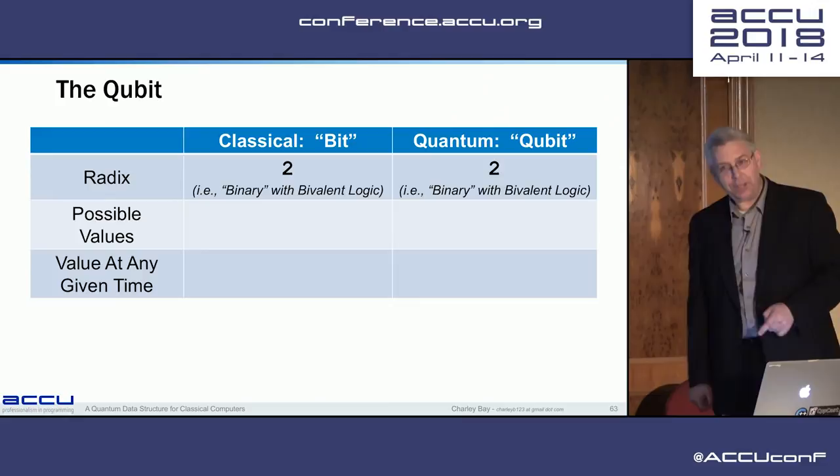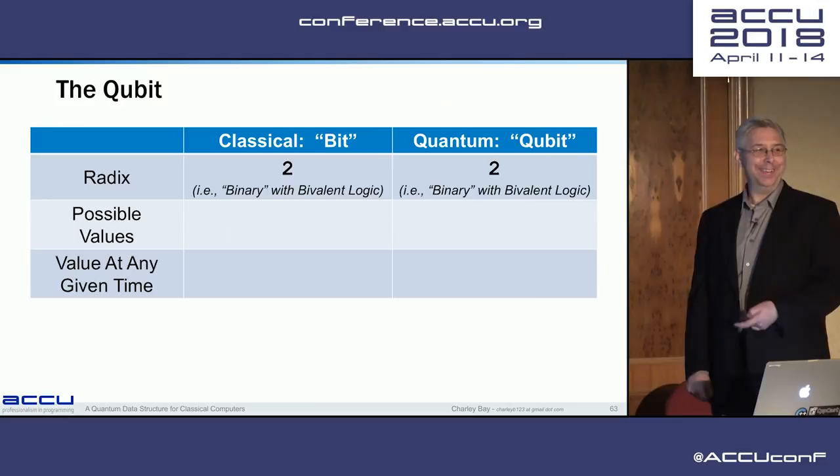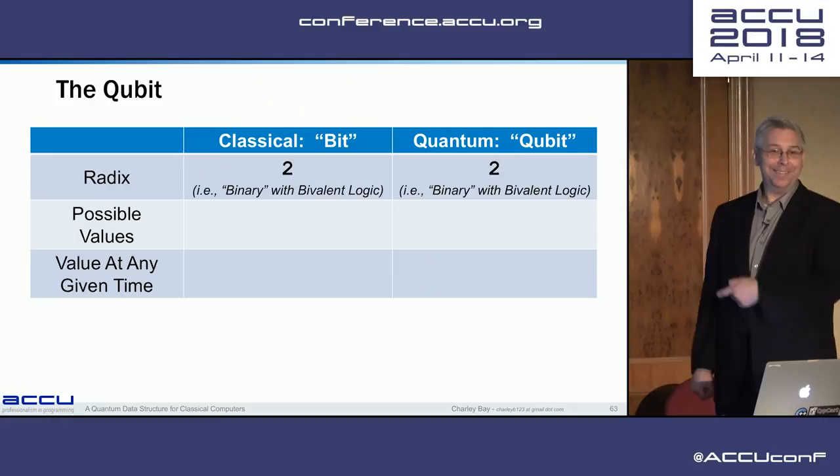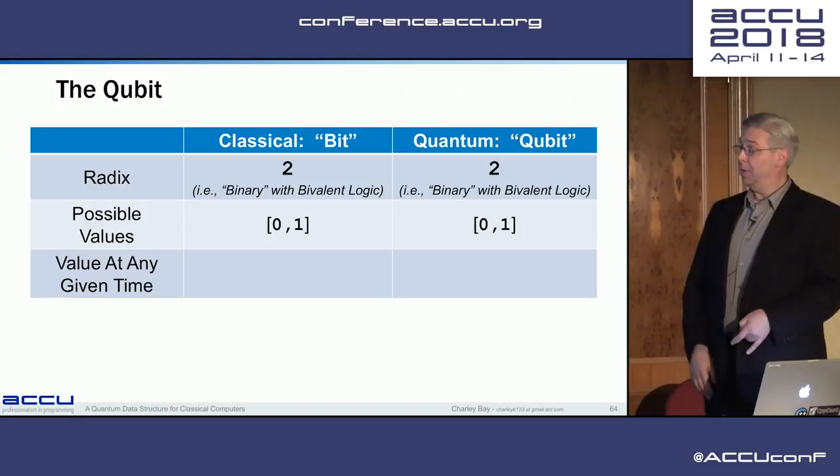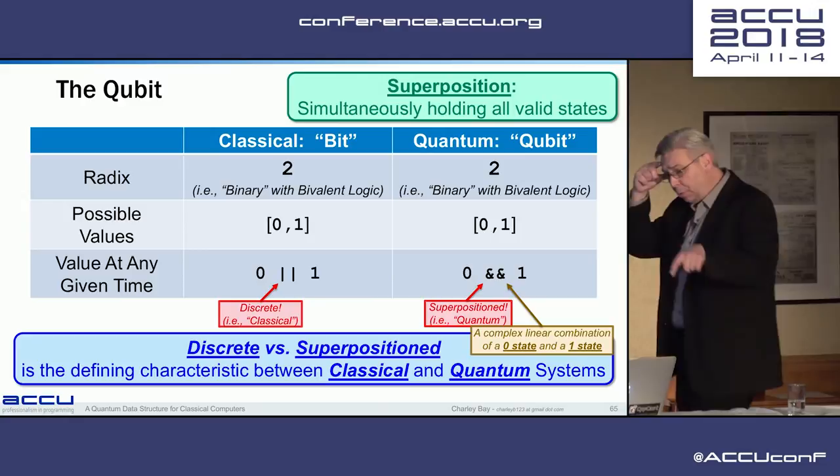So what are the possible values for radix 2? We're software people. We could probably work it out. Any thoughts? 0 and 1. That's it. That's all you get. And it turns out you can stack them and get bigger things like floating point or integer or word processing documents. But the value at any given time, that's what's interesting. In a classical discrete system, it's going to be 0 or 1. Can't really be both unless you've got a lot of noise and everything's going badly.